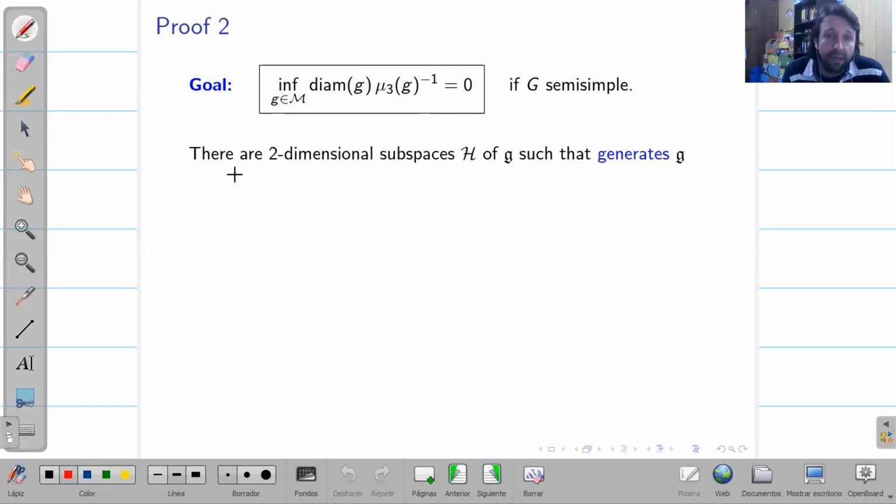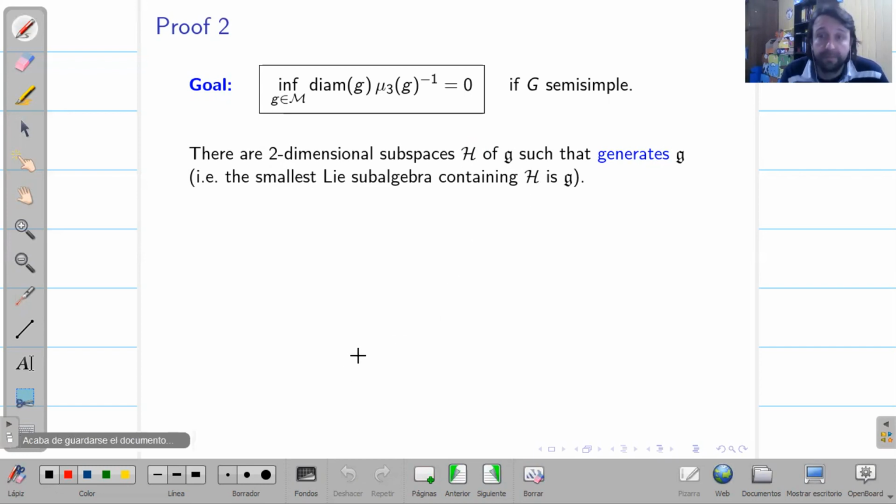I already mentioned that there are two-dimensional subspaces when G is semi-simple. There are two vectors that generate the whole Lie algebra. So take H, a two-dimensional subspace that generates the whole Lie algebra. Okay, there is no proper subalgebra containing H.